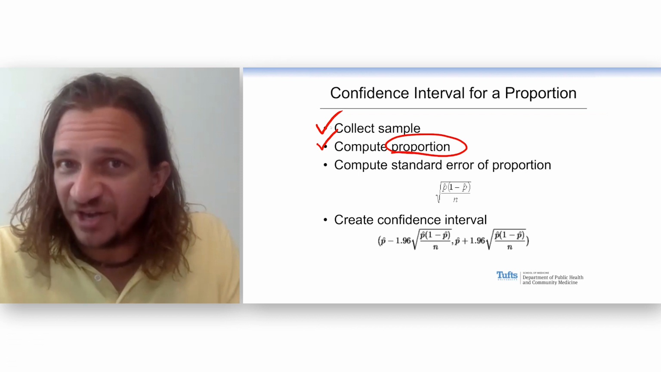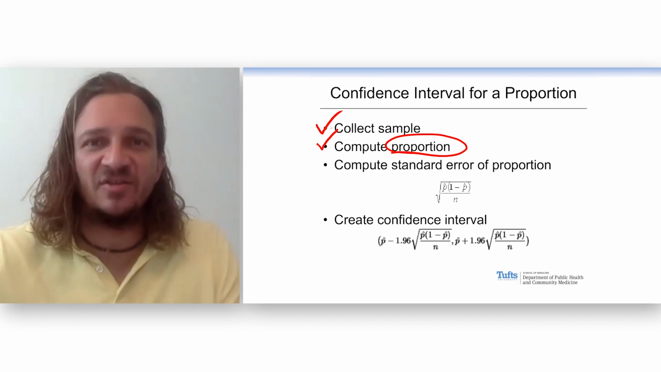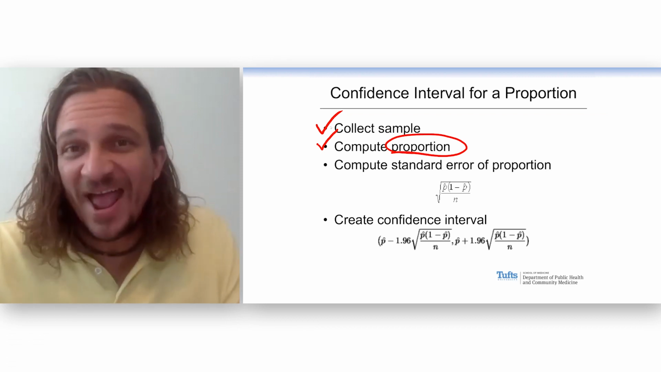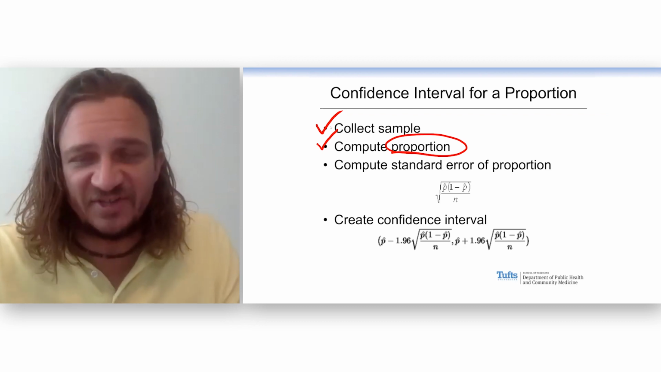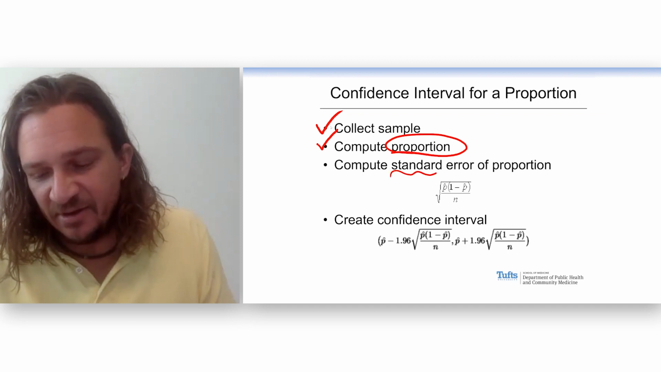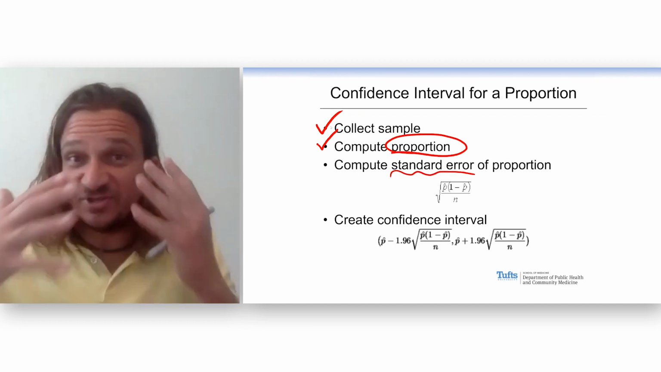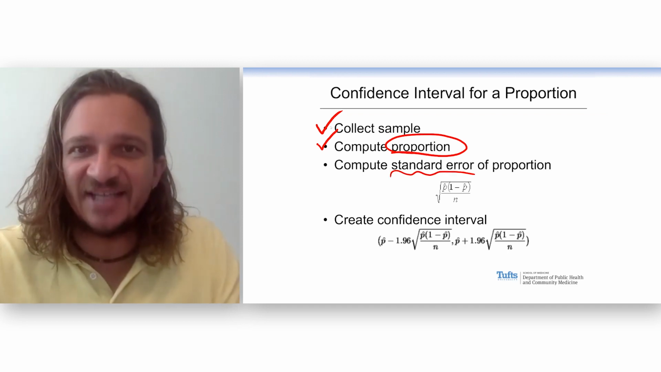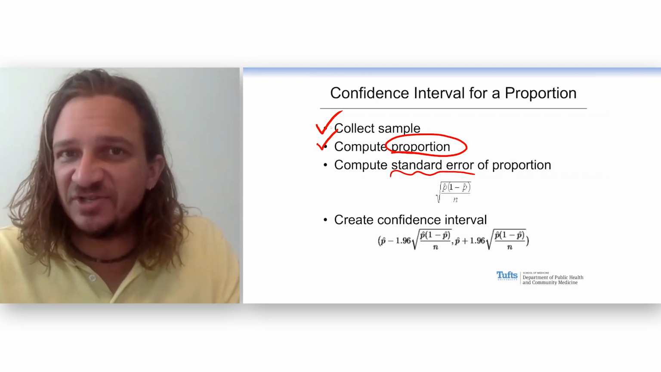So resist the temptation to think of the proportion as a real number. It's just a random instance of bubbling up of this is what I got in my sample. So that proportion has a standard error. It bounces around randomly by chance, and the standard error quantifies how much it bounces around.